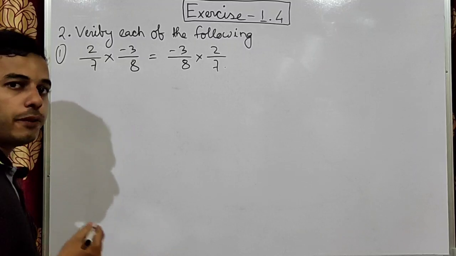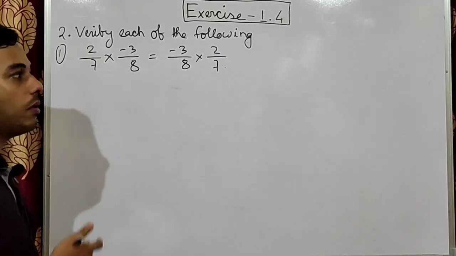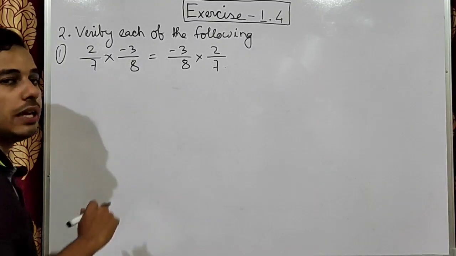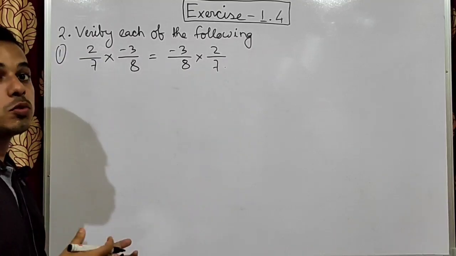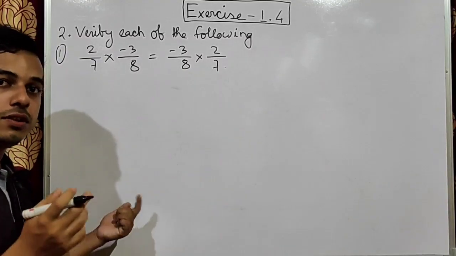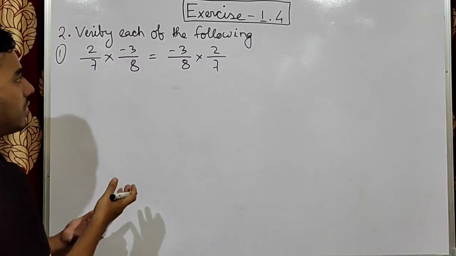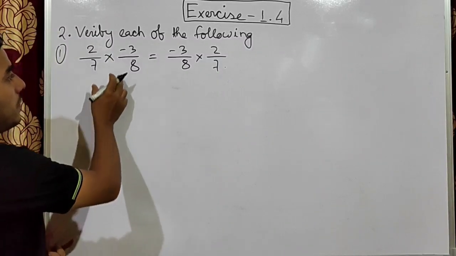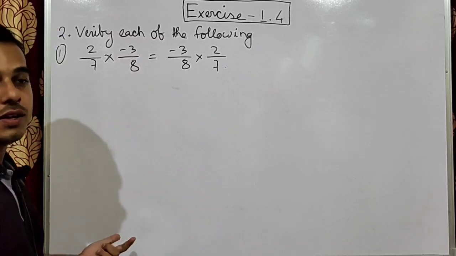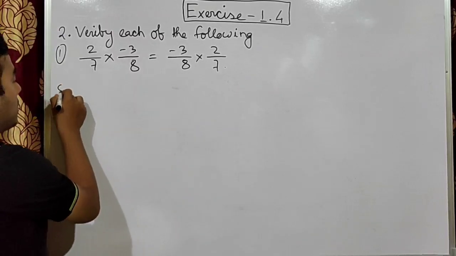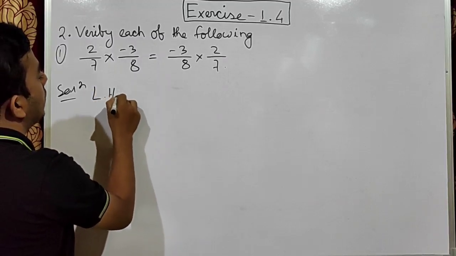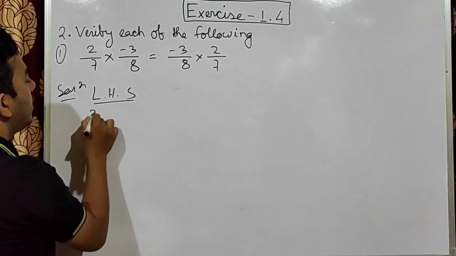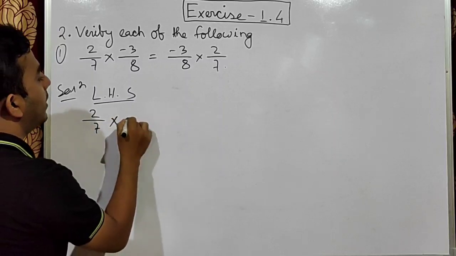So now let's prove that the result is the same. First we find LHS, then we find RHS, then we look whether LHS equals RHS. If it is equal, then we can say that yes, LHS equals RHS, that means this part equals this part, hence verified. So let's start. First of all, we have to find LHS. So here LHS is 2 by 7 into minus 3 by 8.